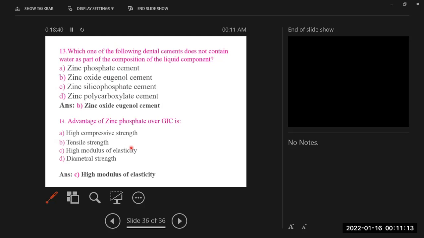So these are the few questions which have been asked in relation to the comparison of dental cements.